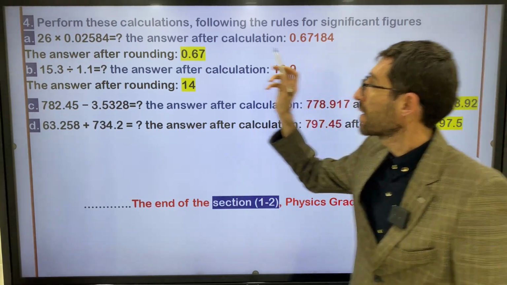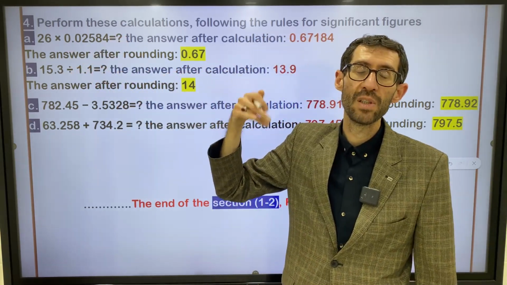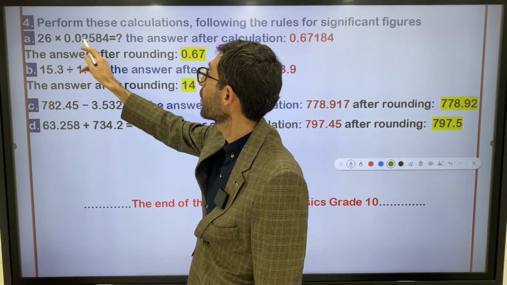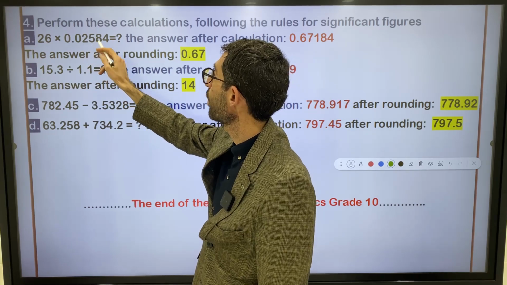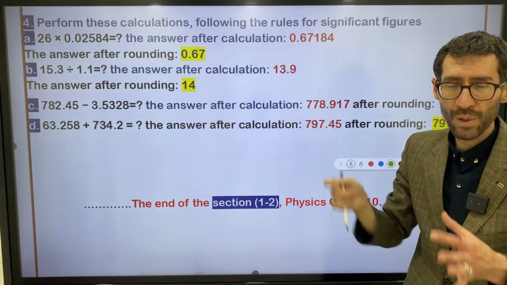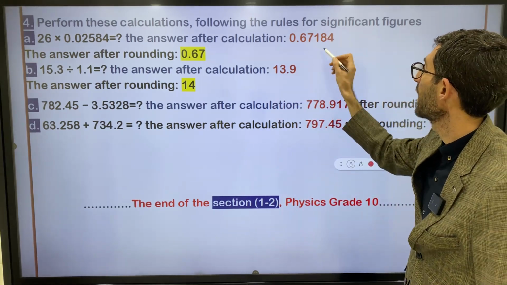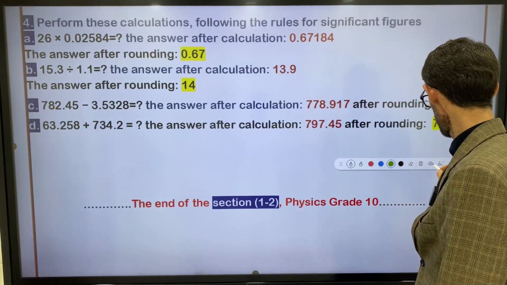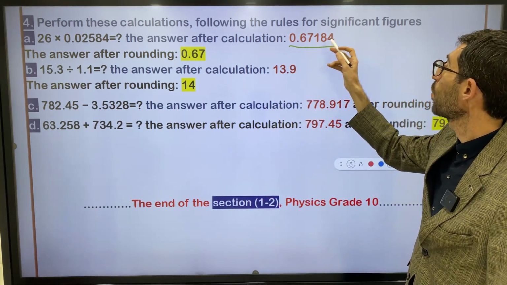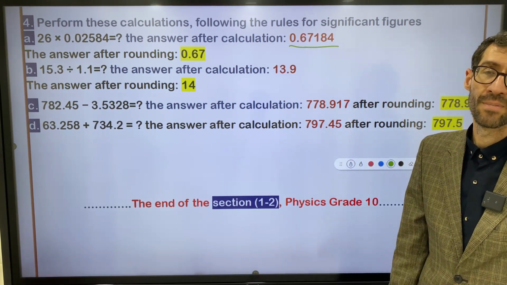So about the first one, we have multiplication. I want you to think about the rules for multiplication and division. 26 multiplied by 0.020, let's say 2584. After the calculation, by your calculator or by hand, no problem, you get this result. So you get this number after calculation, 0.67184.